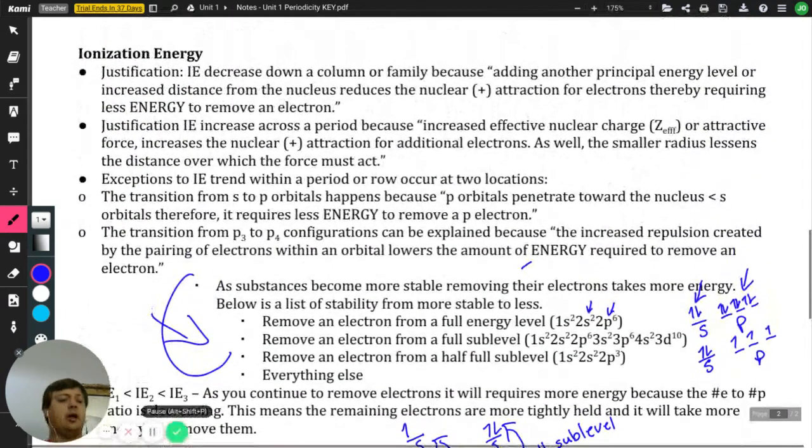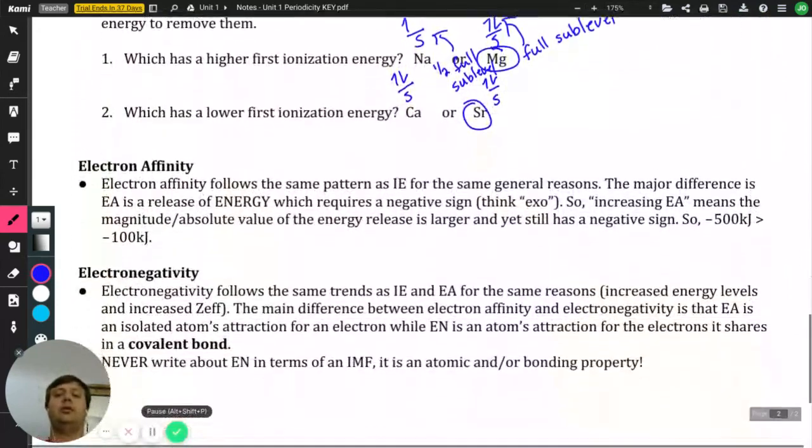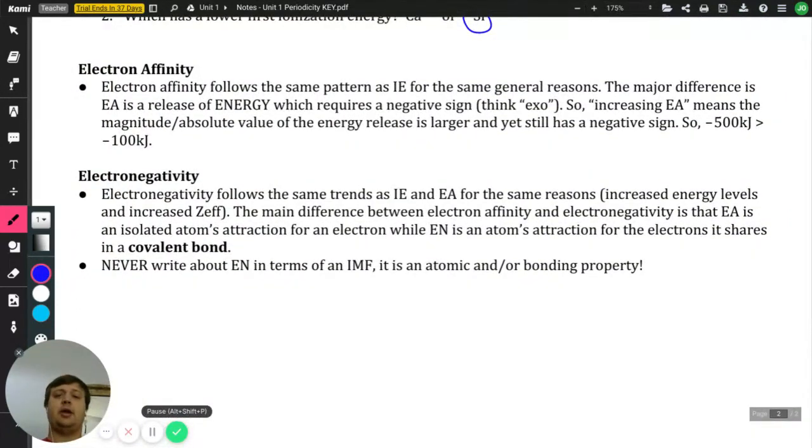Okay, so talking about stability, if I'm making it more stable, it's going to require a little bit less energy than it normally would. As I get further away from the nucleus, adding another principal energy level is going to require less energy in general. So we're going to follow those same general trends as ionization energy with electron affinity. And what I have found with the AP test is that very, very rarely do they talk about electron affinity, and they tend to focus on ionization energy or atomic radii. So yeah, keep that in mind.